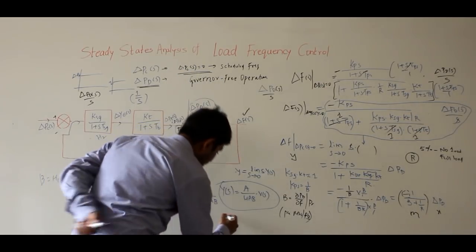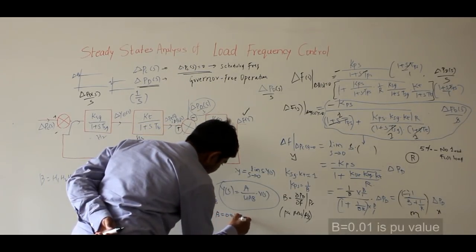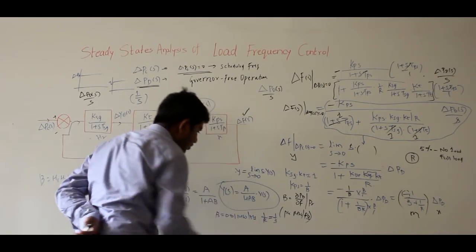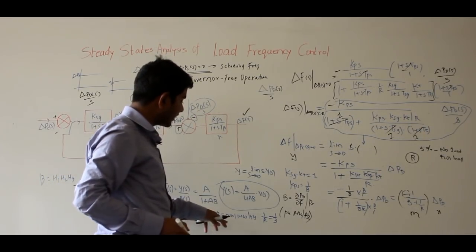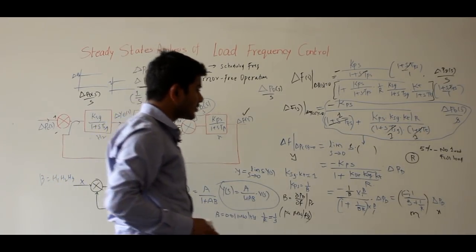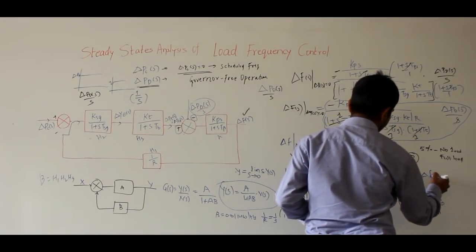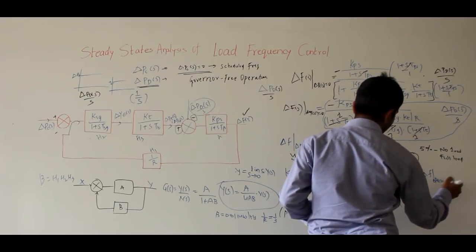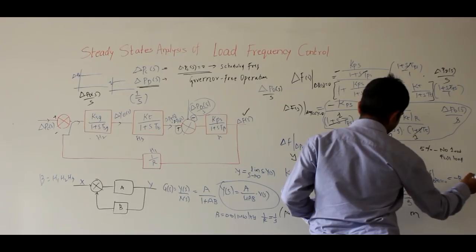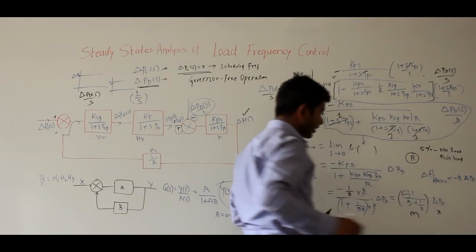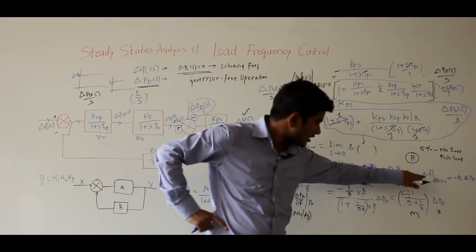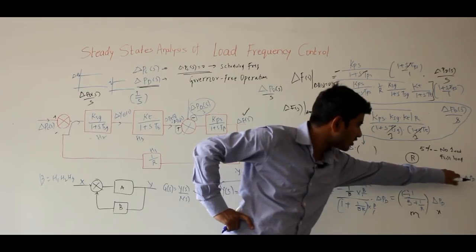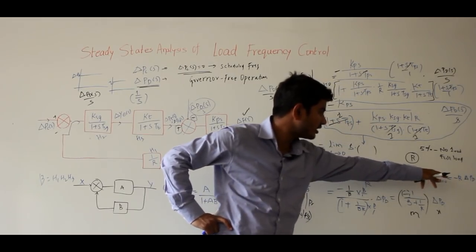because your B value will be 0.01 megawatt per hertz, and your 1 by R value will be 1 by 3, that is R is equal to 3 and B is equal to 0.01. So you can neglect B in comparison to the 1 by R value, so that delta F at steady state, that is delta F, will be equal to simply minus R into delta PD. So here the steady state change in frequency with respect to changes in the load demand is governed by your speed governor regulation, that is R, and we have the negative slope.